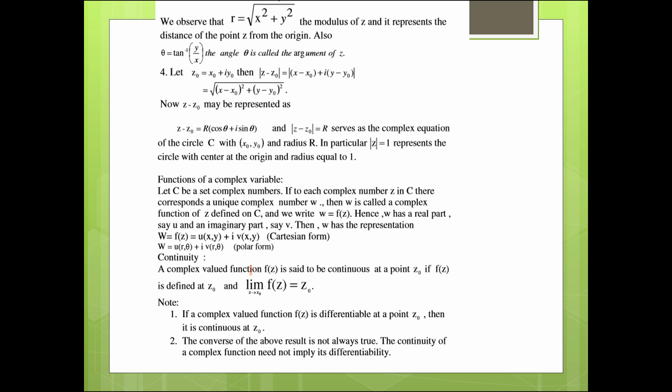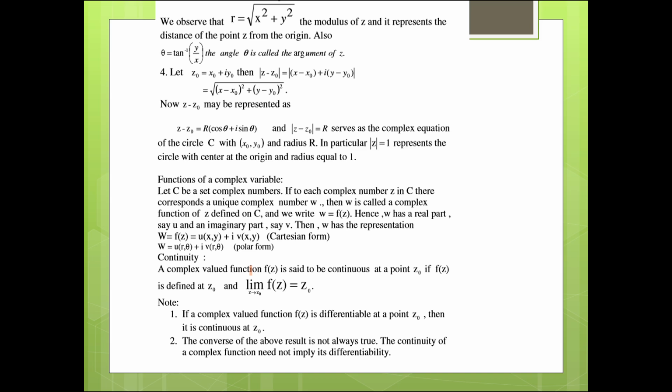Now, let z naught equal to x naught plus i y naught. Then, modulus of z minus z naught equal to root of x minus x naught whole square plus y minus y naught whole square. Now, z minus z naught may be represented as r into cos theta plus i sin theta, and modulus of z minus z naught equal to capital R. So, this is the complex equation of the circle C with center x naught comma y naught and radius R. In particular, modulus of z equal to 1 represents a circle with center at the origin and radius equal to 1.